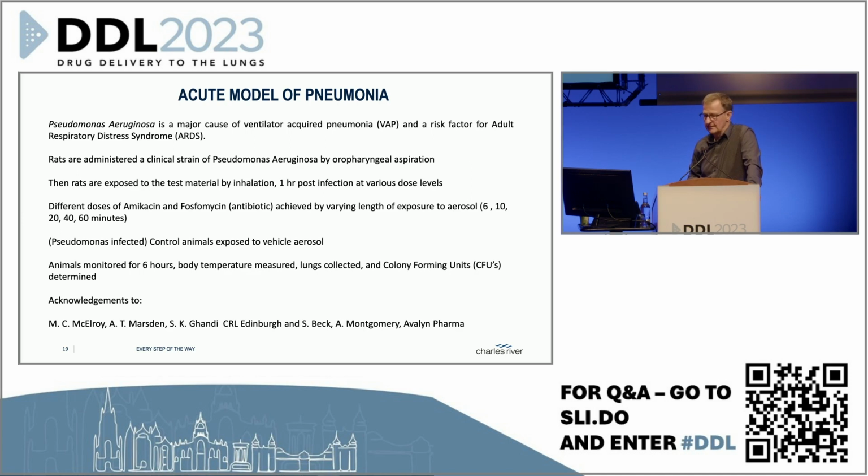And then, about an hour post-infection, the rats are exposed to the test material by inhalation at various dose levels. And some work that we did at our lab was testing the antibiotic amikacin and fosfomycin. And the control animals are just given the Pseudomonas with the vehicle aerosol. So the animals are monitored for 6 hours. Body temperature is measured, and the lungs are collected to determine the number of colony-forming units.